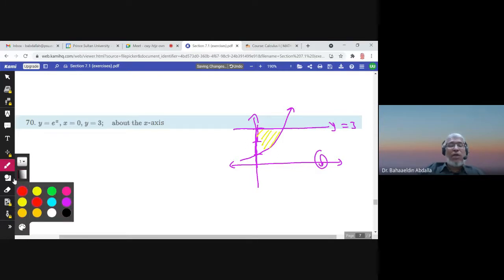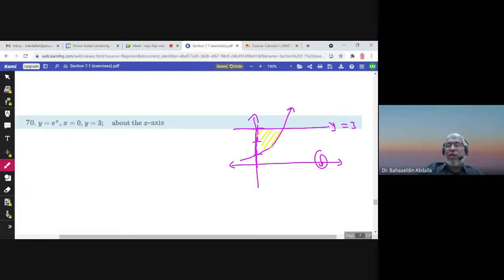Which is better? It is okay because the line is always above the curve, and this curve is to the right. So I can use both. But he said cylindrical shells, so I have to choose a rectangle which is parallel to the axis of rotation.